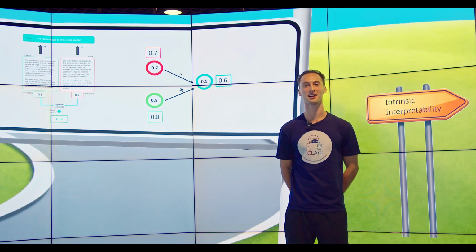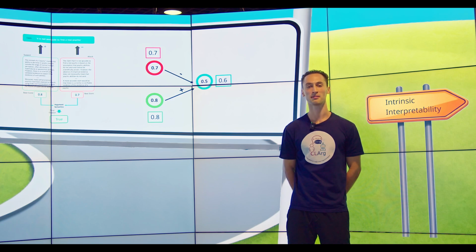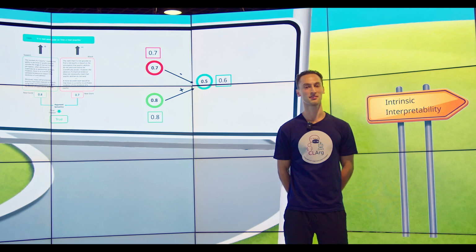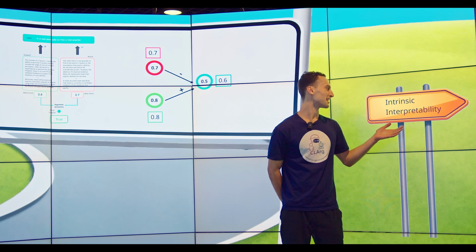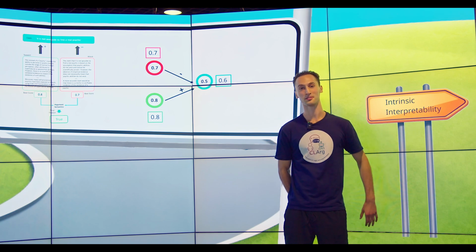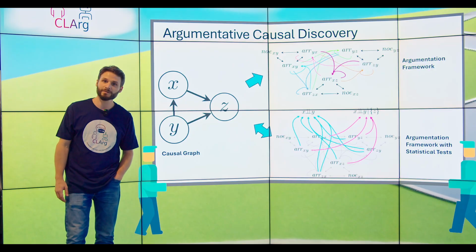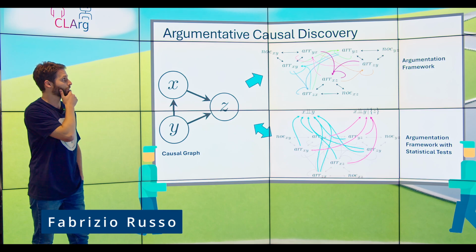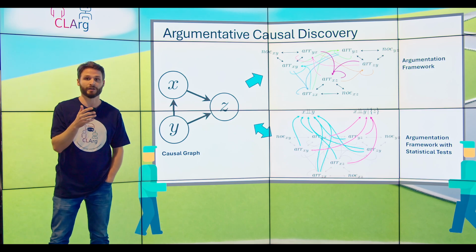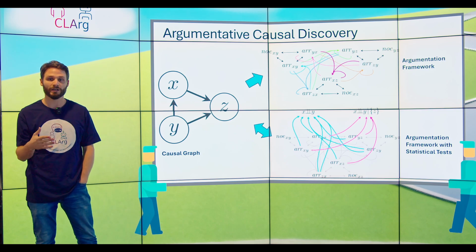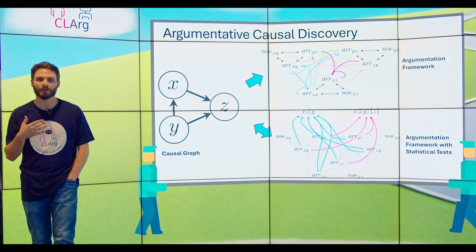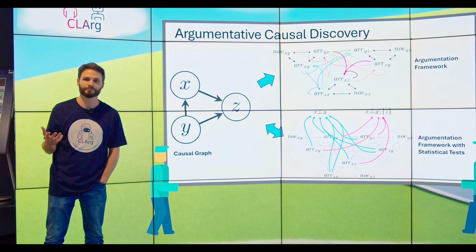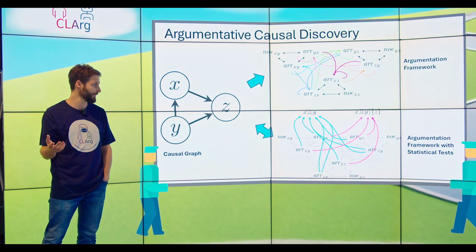So far, we've looked at argumentative abstractions to obtain post hoc explanations, and now we're going to look at argumentative ways of obtaining intrinsically interpretable models. An example of an intrinsically interpretable model is argumentative causal discovery. Here we use argumentation to enhance causal discovery and provide it with explainability and theoretical guarantees at the same time.